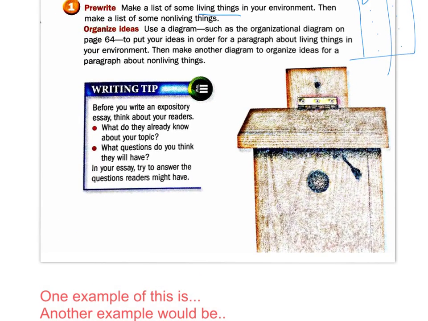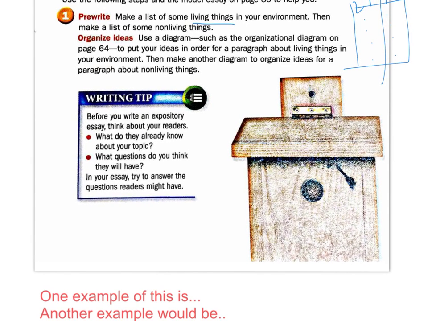Okay, writing tip. Before you write an expository essay, think about your readers. What do they already know about your topic? What questions do you think they will have? In your essay, try to answer the questions readers might have. Now, your audience, the more academic word for readers is audience. Who is your audience for this piece of writing? Well, ultimately, your audience is me, your teacher, the person who will give you credit for it. You may also consider the other students in the room your audience.